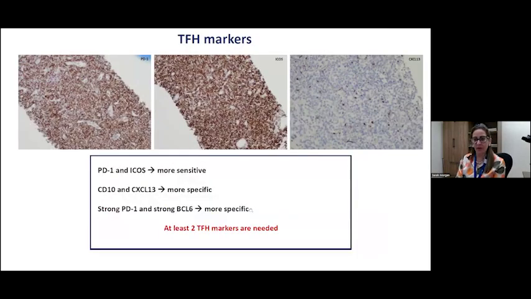Just to sum up the T follicular helper markers out there: PD1 and ICOS are more sensitive. CD10 and CXCL13 are more specific but less sensitive. If I have strong PD1, as we have in this case, and strong BCL6, which I don't have, these are also more specific. At least two follicular helper markers are needed to make the diagnosis of a T follicular helper type T cell lymphoma.